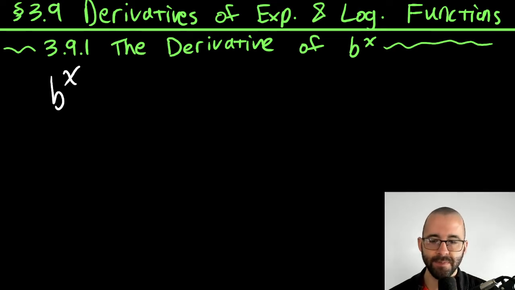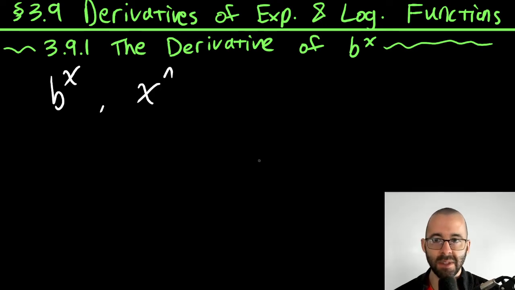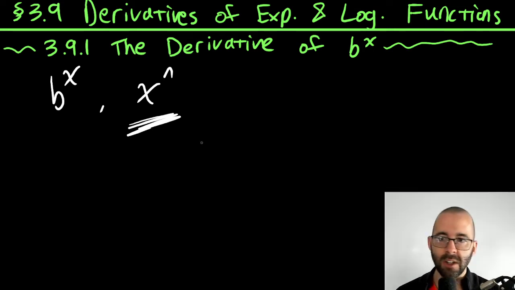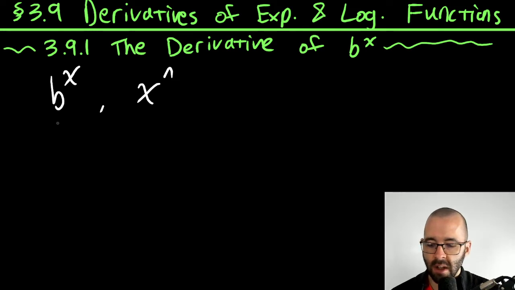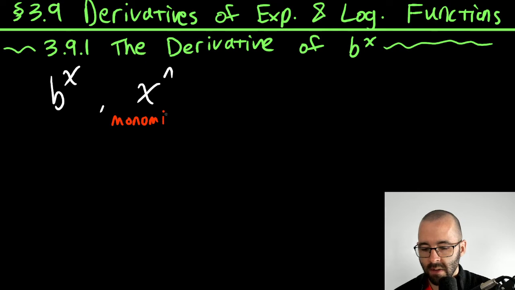B to the x, some number raised to the power that has a variable in it, which is very different than the opposite way. So this is where we can use the power rule. If we want to take the derivative of this, bring down the exponent, subtract 1 from the exponent, and we're good. The power rule does not work for this because it's completely different. This first thing is a monomial, right? It's a polynomial with only one term, whereas this other thing is an exponential function.